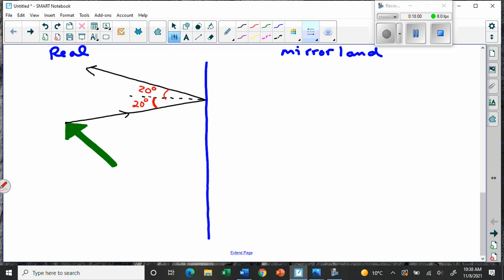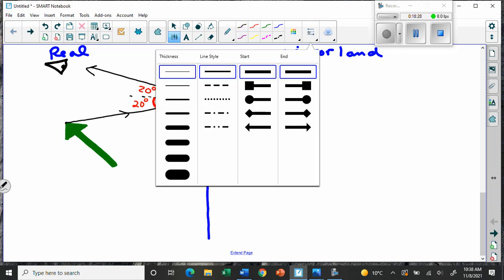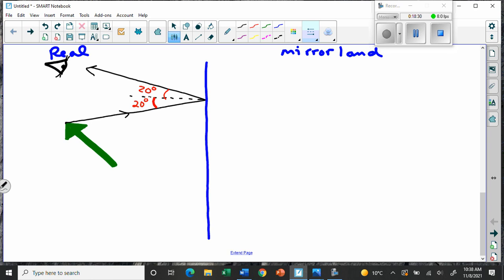Okay, fair enough. But here's the weird thing. Out here in the real world, this is where your eyeball is. So your eyeball doesn't see the light that's going towards the mirror. It only sees the light that's bouncing back off the mirror. Our eyes only see the light that bounces off of things, right? We can't see light streaming towards things. So our eyeball is right here. Here's my little eye sign, right? There's my eyeball. Put some eyelashes on the front.